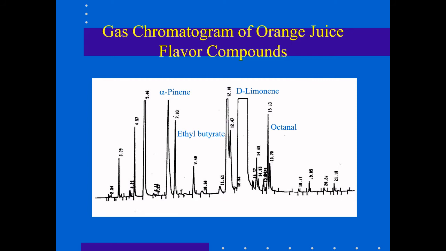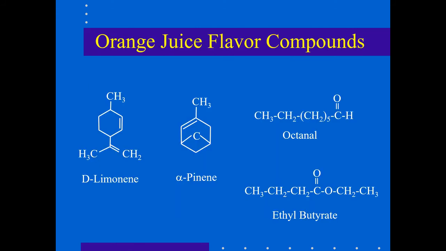This figure shows the chromatogram of orange juice flavor compounds. The major compounds are alpha-pinene, ethyl butyrate, D-limonene, and octanol. These four are the major flavor compounds for orange juice. This is the chemical structure of each compound: D-limonene, alpha-pinene, octanol, and also ethyl butyrate.